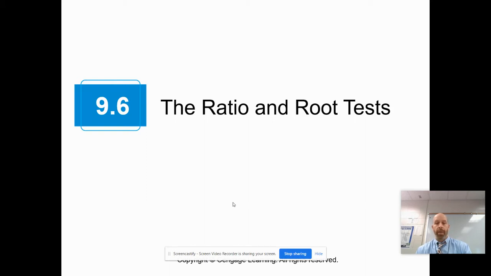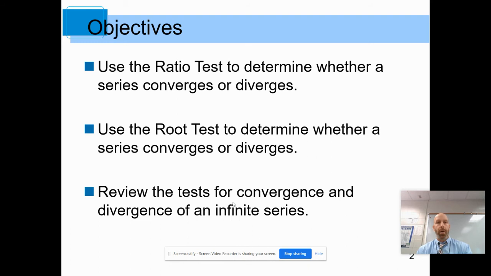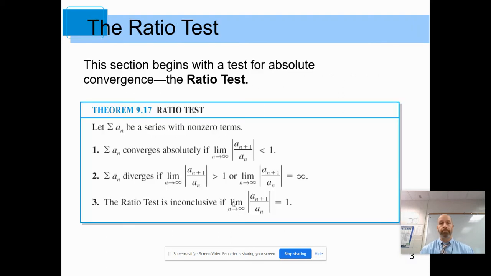Just to let you know, our objectives today are to use the ratio test to determine if a series is convergent or divergent, use something called the root test to do the same thing, and finally, spend a little bit of time reviewing some of the different tests for convergence. So first, let's look at the ratio test.